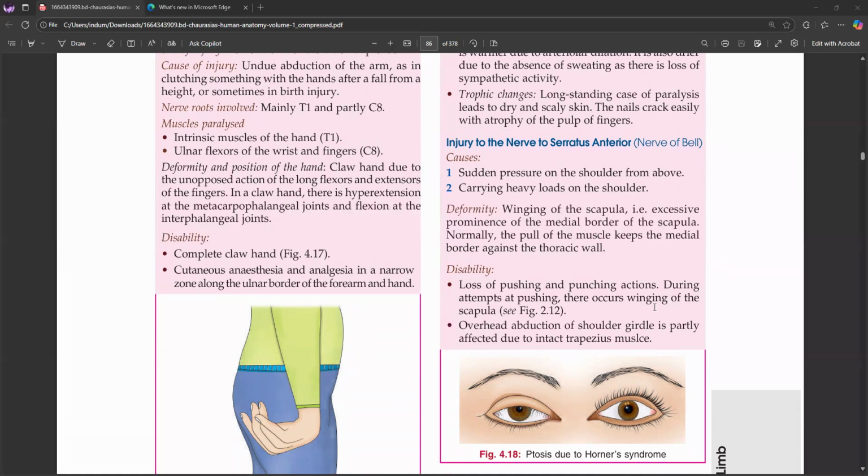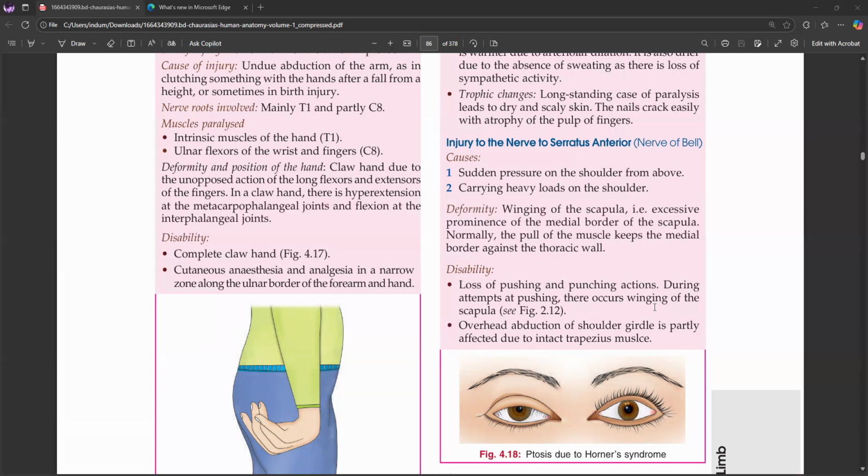Injury to the nerve of serratus anterior, nerve of Bell. Causes: sudden pressure on the shoulder from above, carrying heavy loads on the shoulder. Deformity: winging of the scapula, that is excessive prominence of the medial border of the scapula. Normally, the pull of the muscle keeps the medial border against the thoracic wall.